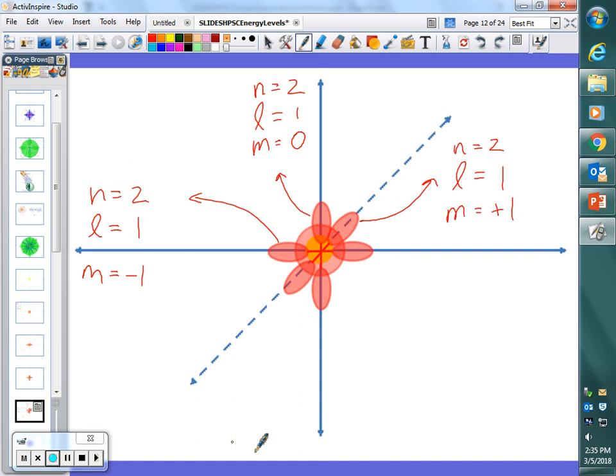Then we got a little bit more complex, and we went to these 3, right? First, all of them are which color? Red. So they're all in the second energy level. That's why they all have n equal to 2. Okay?